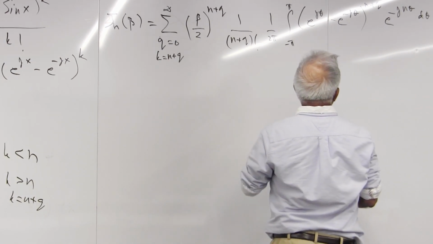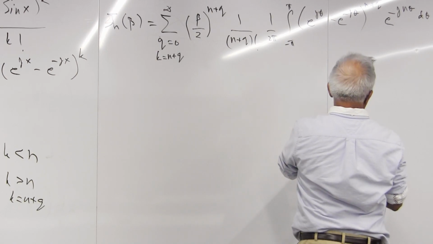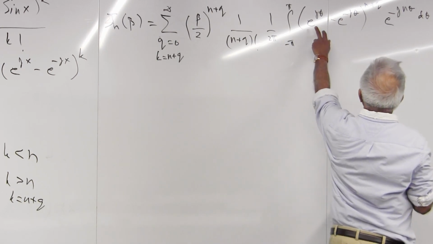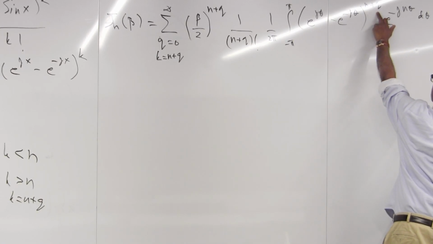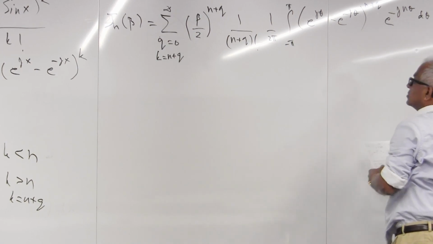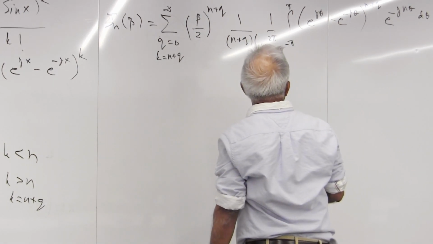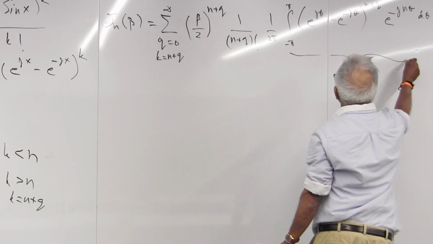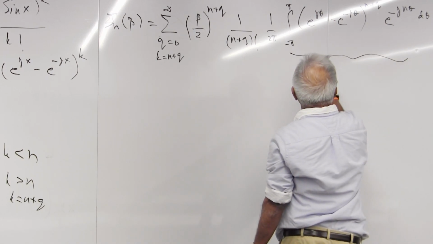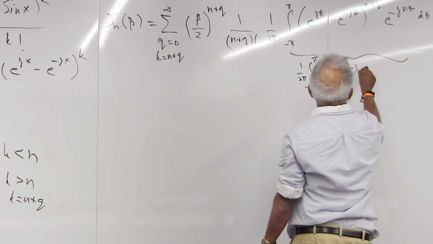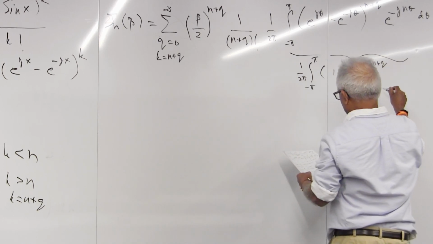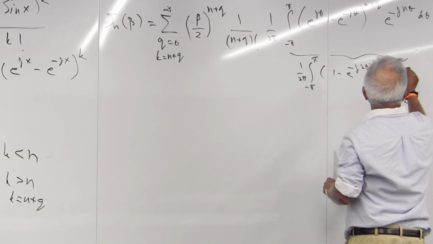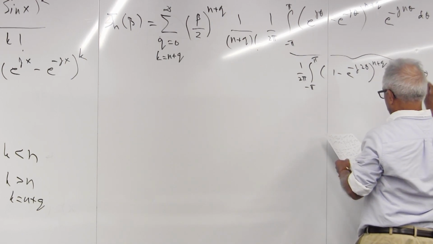So if I pull out e raised to j theta outside, it will become e raised to j theta multiplied by n plus q. N would cancel. So this expression would become just this expression: the integral from minus pi to pi, 1 over 2 pi, of (1 minus e raised to minus j 2 theta) to the power n plus q, times e to the power j q theta d theta.